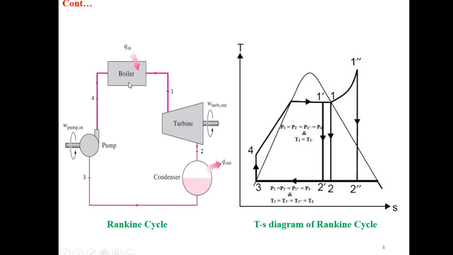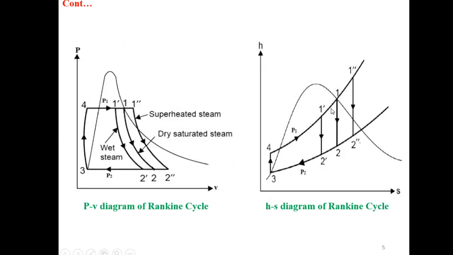So in the boiler we are supplying the heat at constant pressure so that point number 4, which is a liquid point, will become point number 1, that is dry saturated. So you can see in the TS diagram, point 4 is the liquid point, and when we supply heat at constant pressure, along this constant pressure line, this point will become point number 1. So in this way we can plot points 4 and 1. Similarly on the PV diagram, points 1 and 4, and on the HS diagram points 4 and 1.